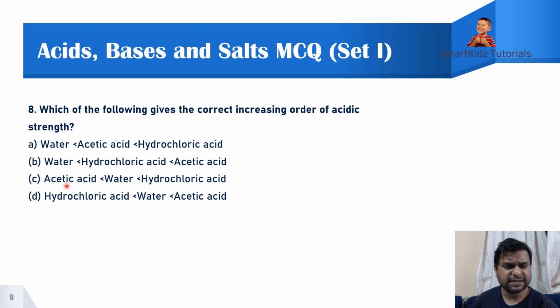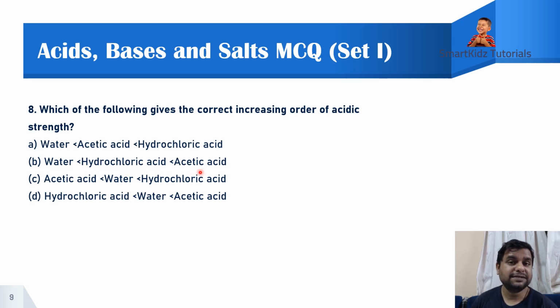Second one, it says acetic acid is less than water. No, water is neutral, so it can't be more acidic than acetic acid. So we rule this out. This one says water less than hydrochloric acid, less than acetic acid. The only reason we can rule this out is because we know hydrochloric acid is the strongest acid.